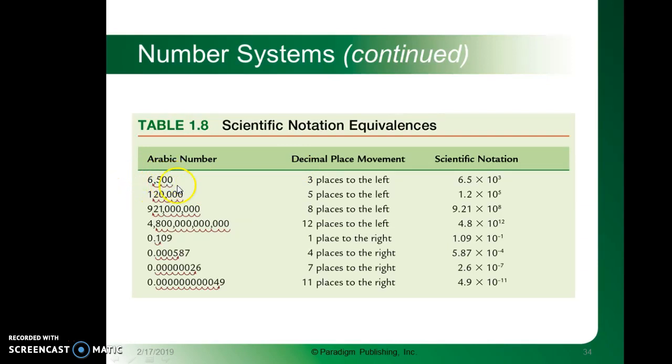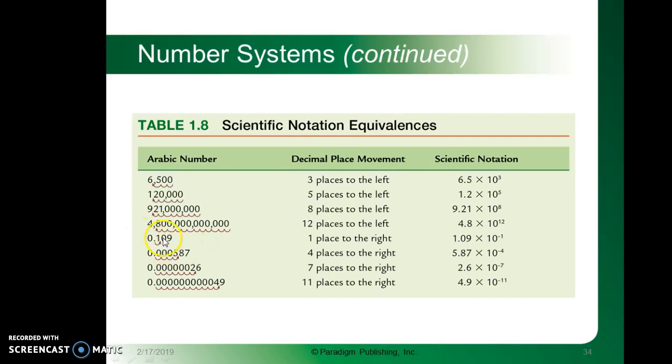So we'll count the places. 1, 2, 3, and that's where we're going to put the decimal. There should always be a whole number. So there are 3 places to the left, which gives us 6.5 times 10 with an exponent of 3, because those are the 3 spaces we moved. Then here we have 1, 2, 3, 4, 5, and that's where we put our decimal. So 1.2 times 10 to the exponent of 5, because we moved our decimal 5 spaces to the left.